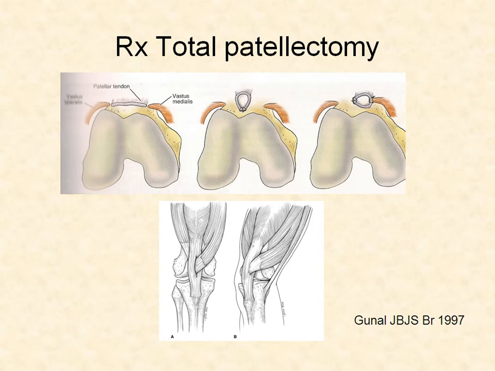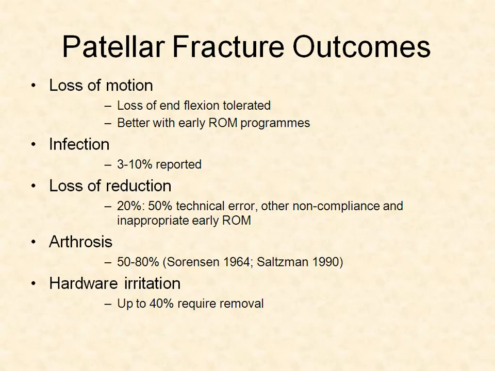You have to bear in mind that excising the patella, of course, may result in relative lengthening of the extensor mechanism, and some form of imbrication of the quadriceps mechanism may be necessary to avoid problems. If we look overall at fracture outcomes, one of the problems is that many of the series are small, but the common problems are loss of motion and stiffness from prolonged immobilization. This can be minimized by going for early motion. Infection rates are about 3 to 10%. Loss of reduction is not uncommon and has been reported in about 20% of cases. A lot of this is due to technical error. And again, there's a high incidence of post-traumatic arthritic change.